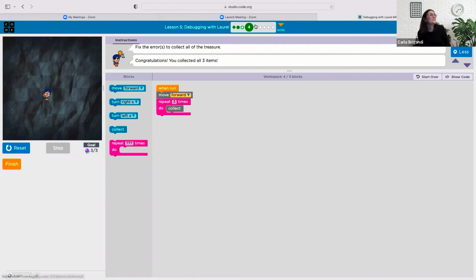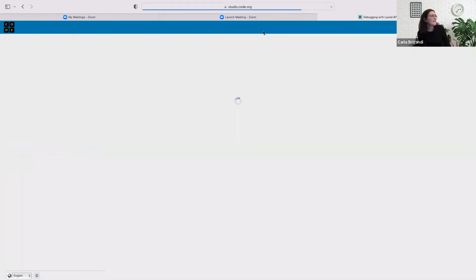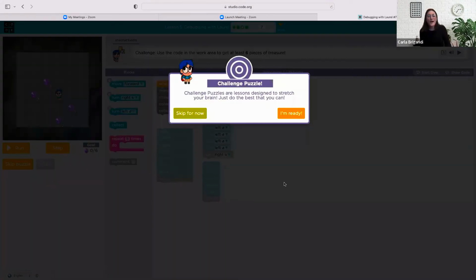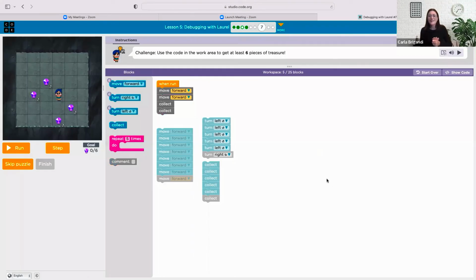All right, let's skip to 4. You're going to have them do some on their own. They're going to do 4, 5, 6. Let's go to 7. And what happens when you get to 7 is this lovely thing is going to pop up, and it's going to be a challenge puzzle. And yes, of course you're ready. You never skip the challenge puzzle.